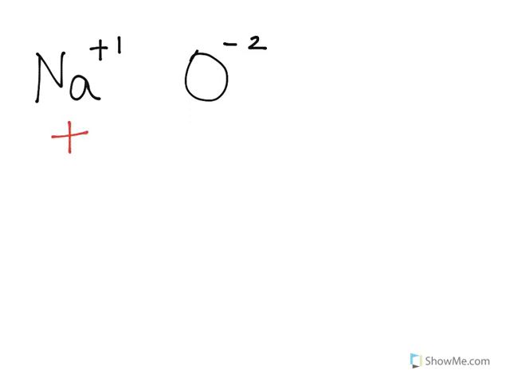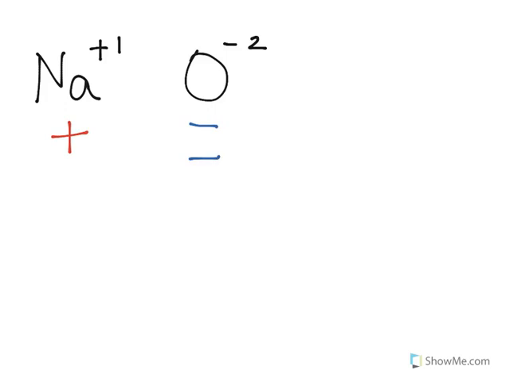Let's try sodium and oxygen. Sodium falls in group 1. Therefore, sodium ion has a charge of +1. Oxygen, looking at the periodic table, falls in group 6A. Therefore, oxygen has a charge of -2. So if we write the charges underneath, for sodium we get 1 positive, for oxygen we get 2 negatives.